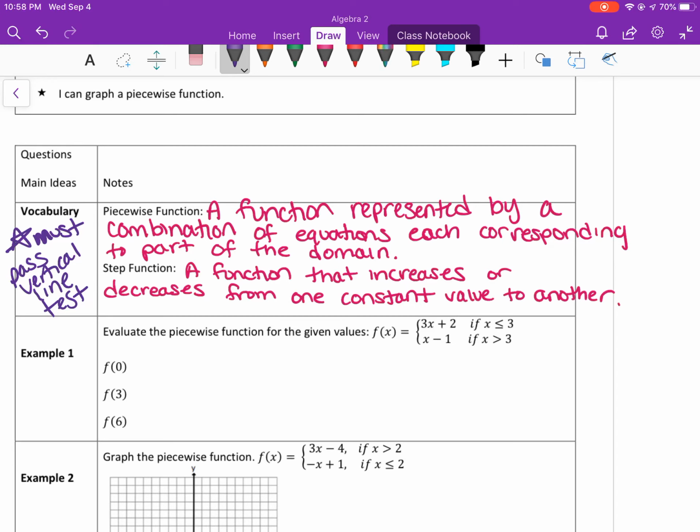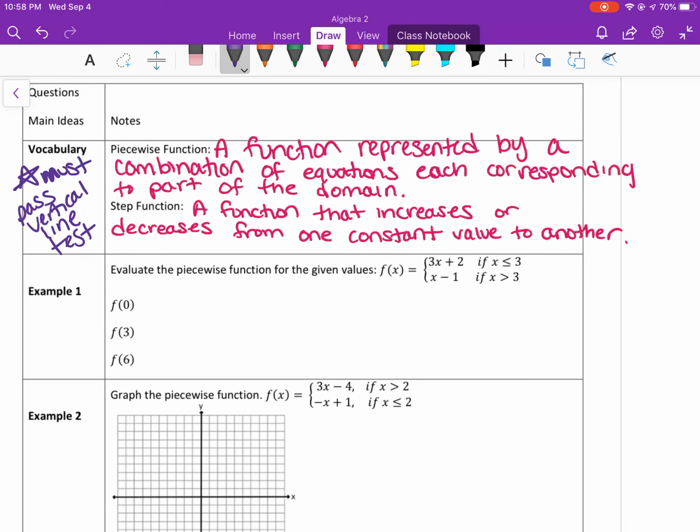And that'll be a good way for us to just double check that we've graphed these functions correctly as we go. So since they're functions, they do need to pass that vertical line test. So let's start by just evaluating some piecewise functions.